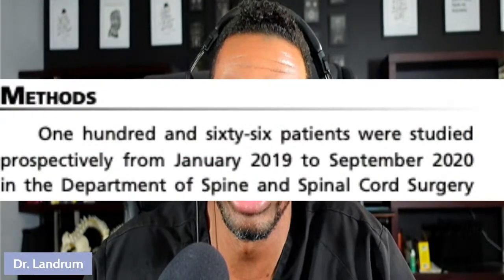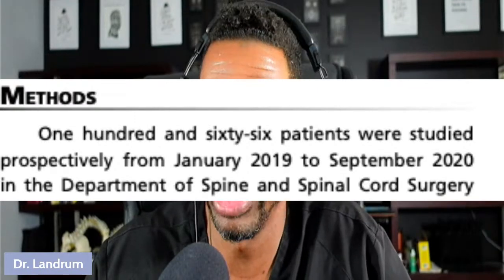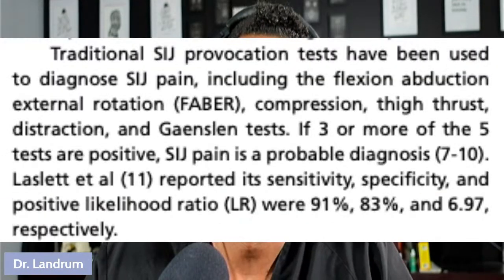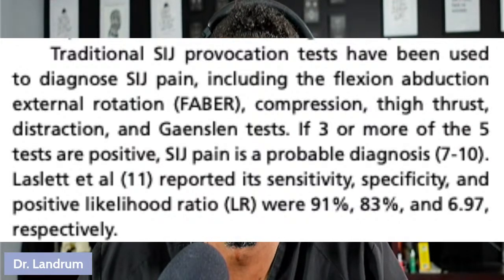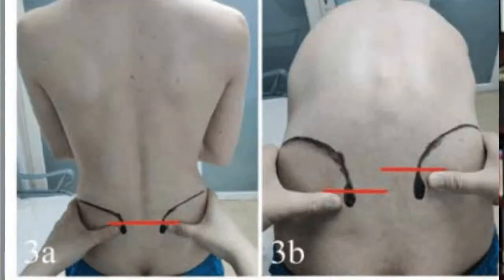And so there's one study that looked at about 166 patients, and what they did is that they used different tests than the traditional 5 that I just showed you. And those are 3 different tests of the following. So one is where you have the patient sitting and you have pressure that's applied, as you can see where the thumbs are and the red line in relationship.